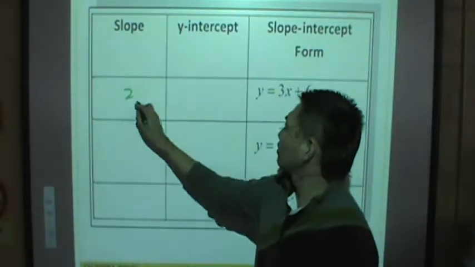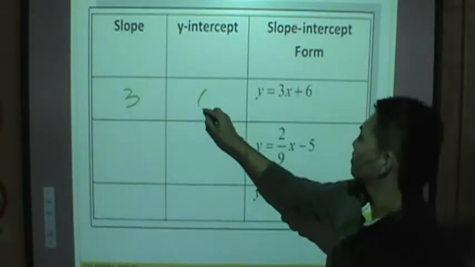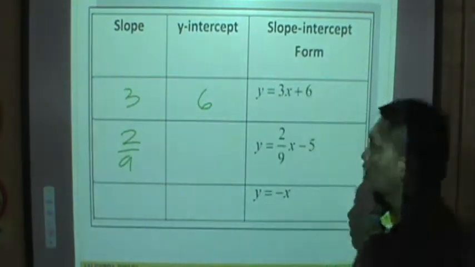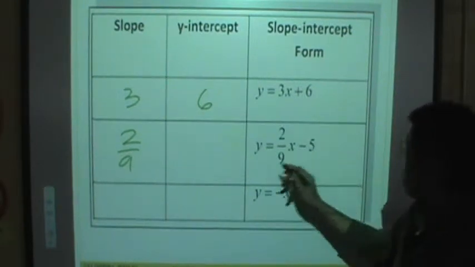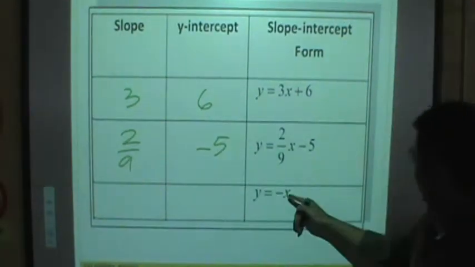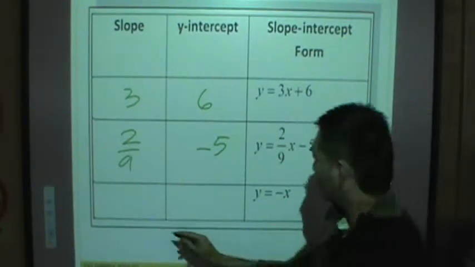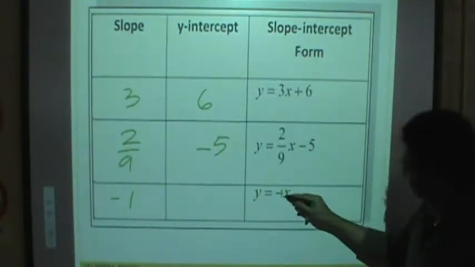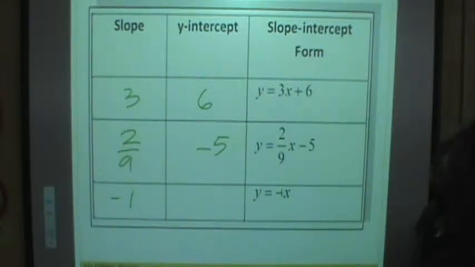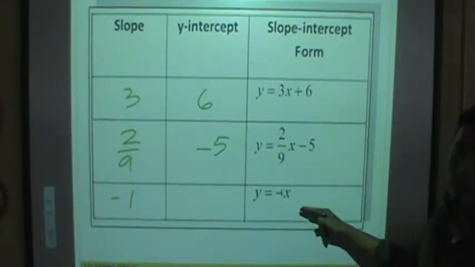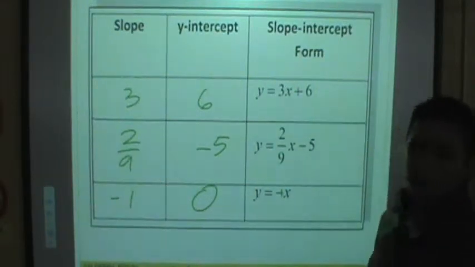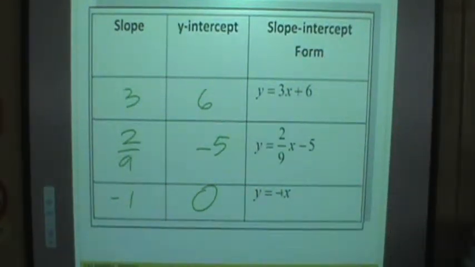Slope 3, y-intercept 6. Right now we're doing mental math here. Now slope is negative 1 because there's an invisible number 1 there, so that's negative 1. Now how about the y-intercept here? Do we have a y-intercept here? No. It starts from the origin. It's crossing the origin.